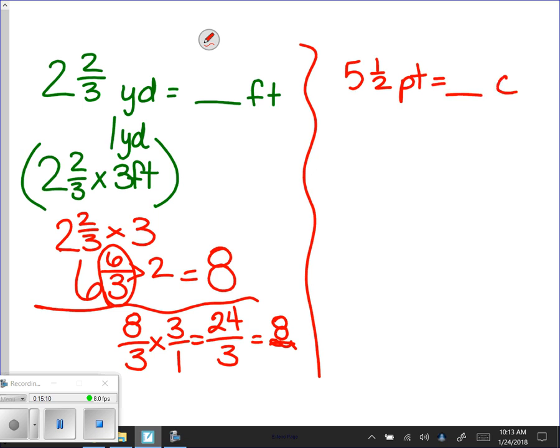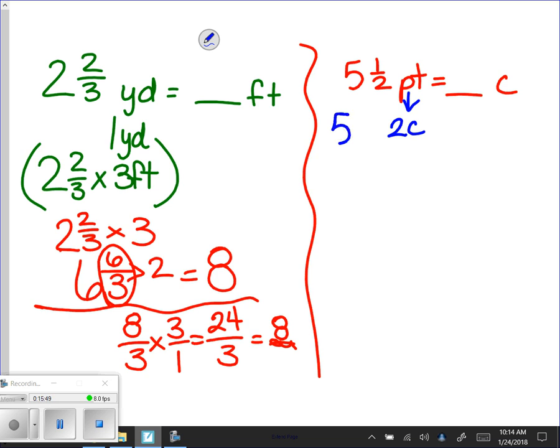Pints to cups. Big to small or small to big. Look at my little gallon thingy. Cups, pints, cups. It takes 2 cups to make 1 pint. Okay, so 1 pint is 2 cups.